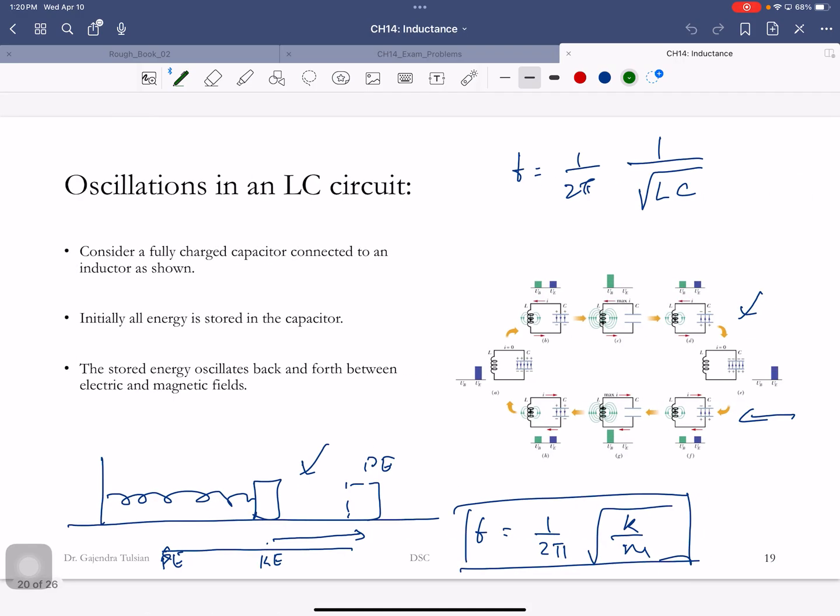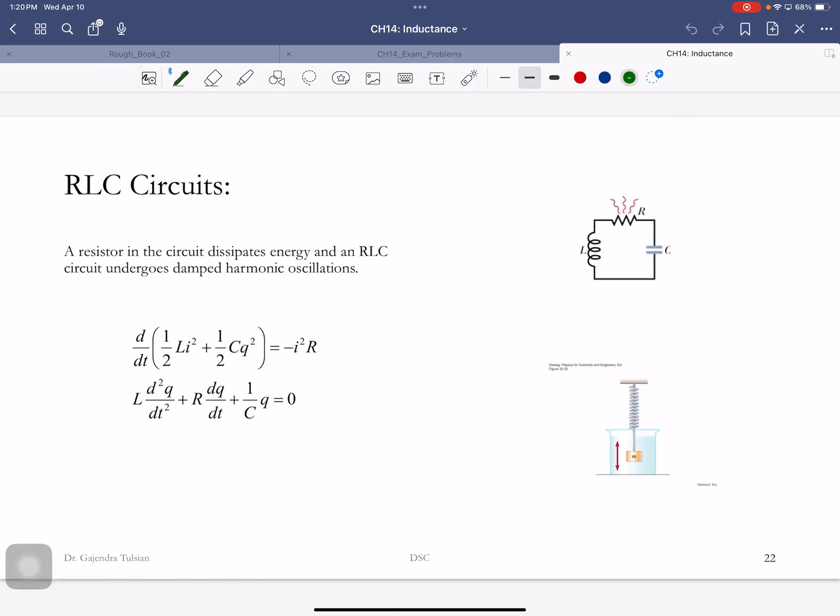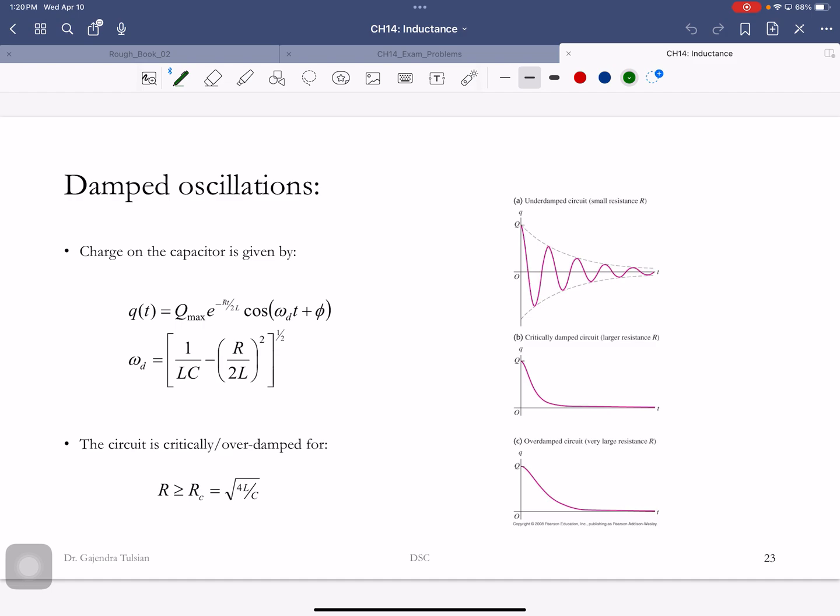Look at your notes. So here's how the oscillations are dying out, and here's how the charge on the capacitor decreases. Q(t) is Q max e to the power minus Rt over 2L times cosine of, now this is the damped frequency. The frequency also changes. So the damped frequency is different than the frequency without the resistor.